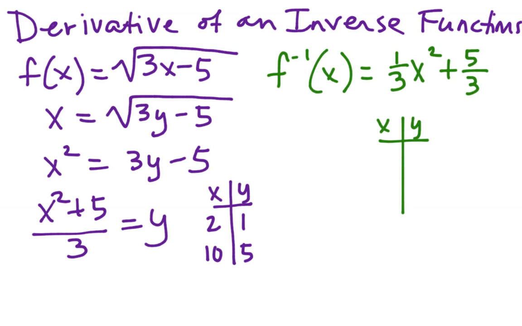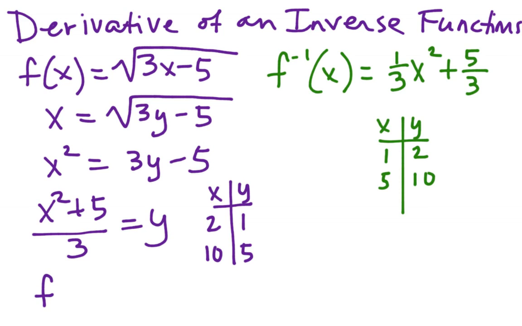So let's use those points that I chose. 1 will now be my x value, and I plug into my inverse function. 1/3 plus 5/3 is 6/3, so I get 2, so that checks. If I plug in a 5 in my inverse function, I get 25 times 1/3 plus 5/3 is 30/3, which is 10. So that checks.